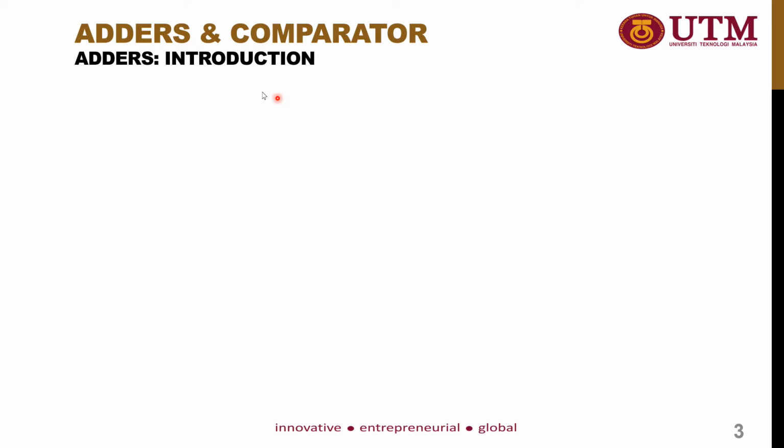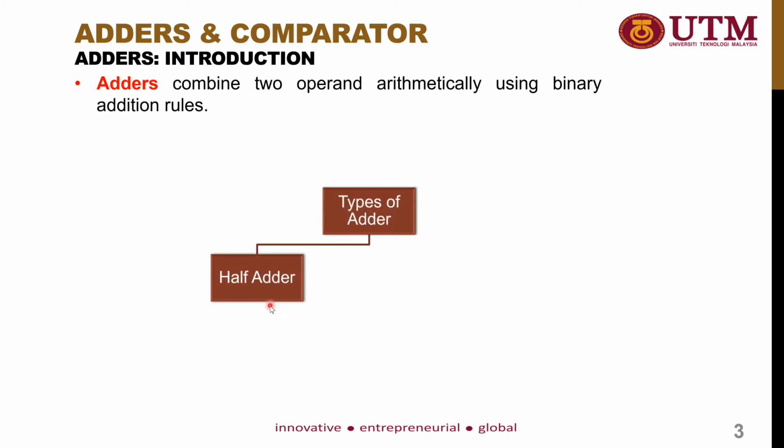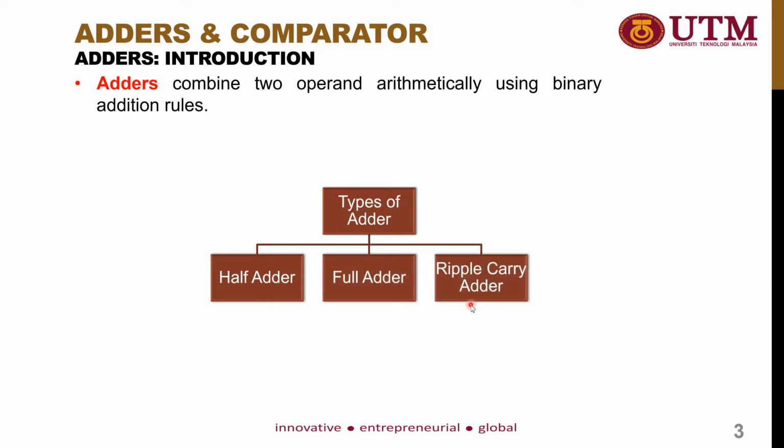So the first part of our lesson is about adders. So what is actually adders? Adders combine two operands arithmetically using binary addition rules. Basically, an adder is a type of combinational MSI which is used to perform binary addition. In adders, there are three types: the first type is the half adder, the second type is the full adder, and the third type is the ripple carry adder. To know the function and how to operate each type of adder, let's continue.